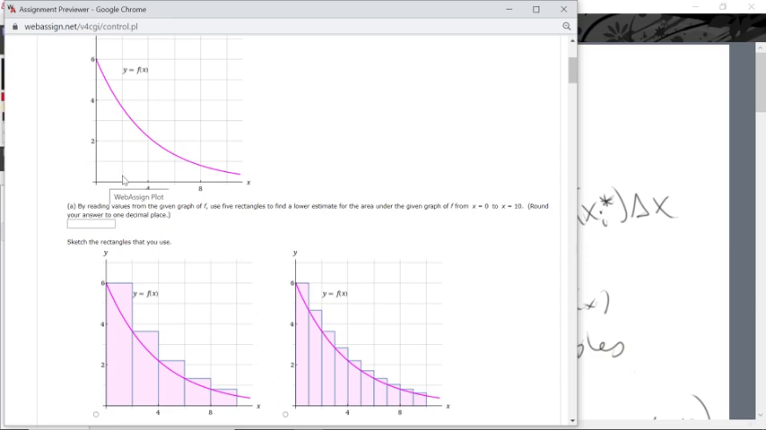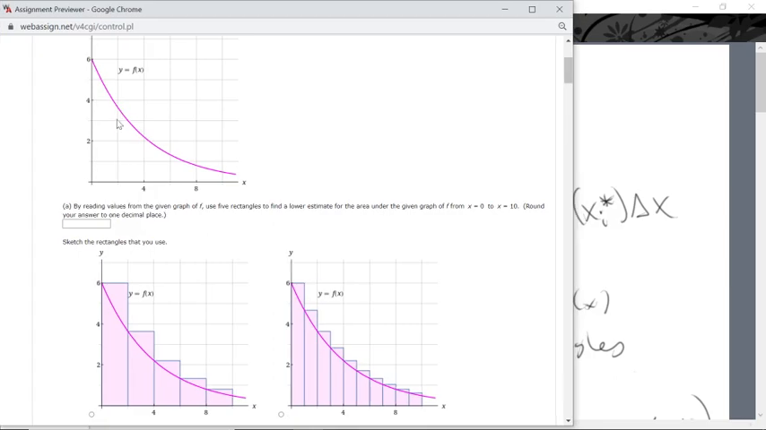If I'm choosing right endpoint, then I trace up to the curve to find the height of the rectangle. As soon as I hit the curve, I plot a point on the curve of interest, and that point is associated with the height of the first rectangle. That point is now a right endpoint. The y value for that point, which we're going to need to estimate, so you round your answer, reading values from the graph, would be the height of the rectangle.